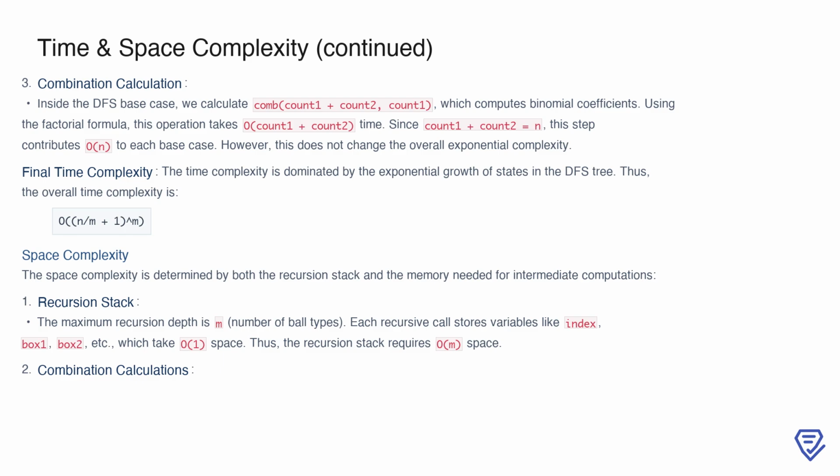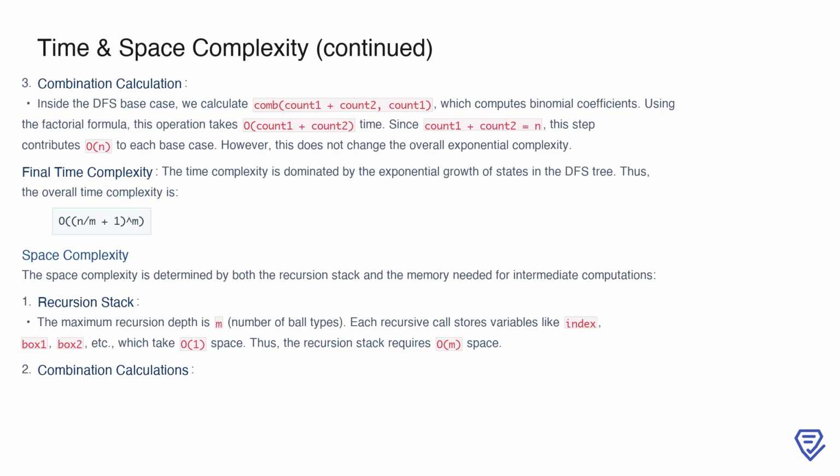This computation relies on factorials, and using the factorial formula, it takes O(count1 + count2) time. Since count1 plus count2 equals n, this contributes O(n) to the time complexity of each base case. However, because the number of DFS states grows exponentially, this additional linear cost at the base case doesn't change the overall time complexity, which remains dominated by the exponential growth of states. Therefore, the final time complexity of the solution is O((n/m + 1)^m).